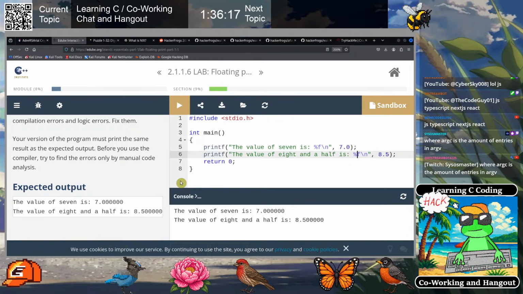Awesome, awesome. Okay, sysOS says argc is the amount of entries in argv. Is that a parameter that the main function usually takes, or is that something you can put in the parameters for the main function?